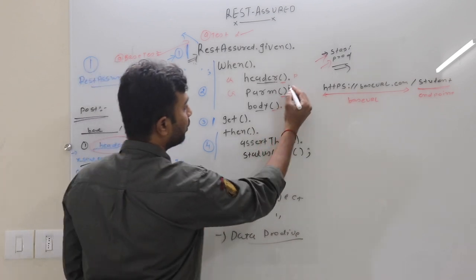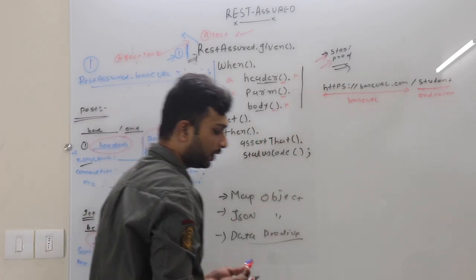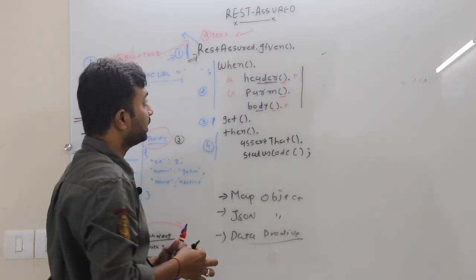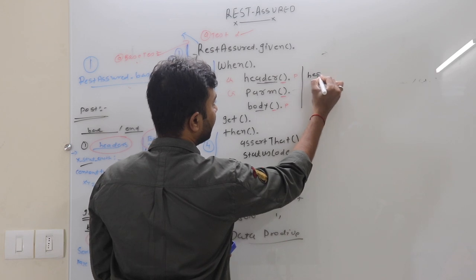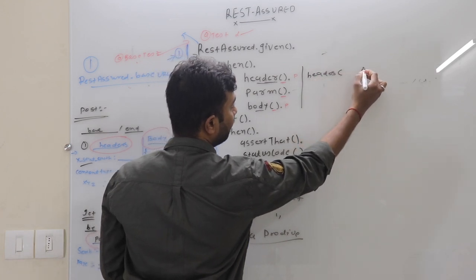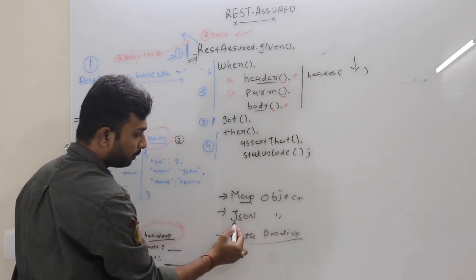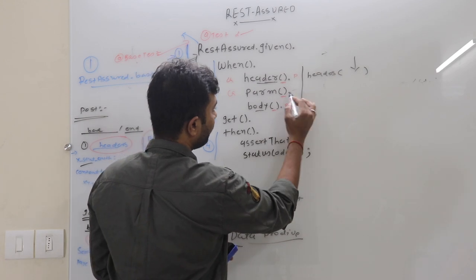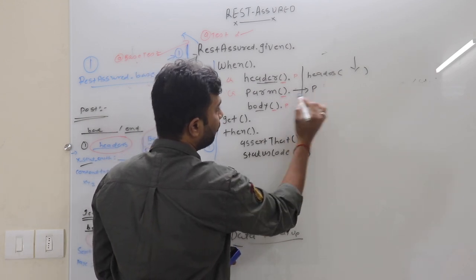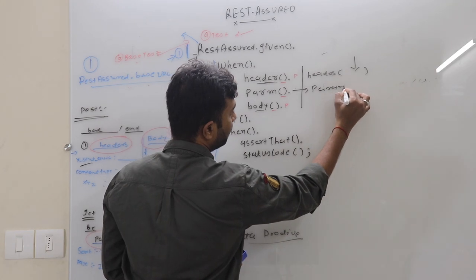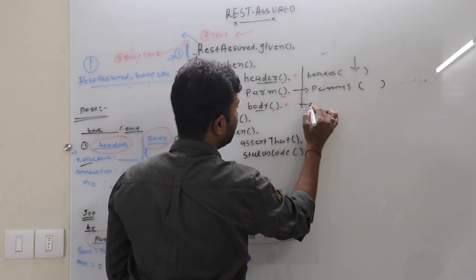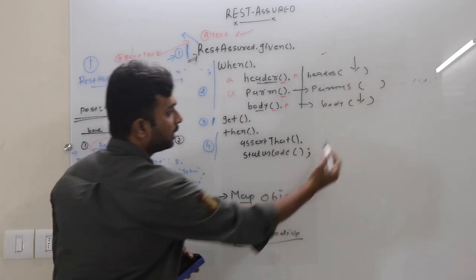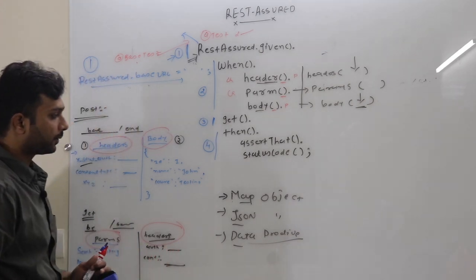What we have to do instead, let's say we are passing multiple values. So we need to write headers instead of header. So what we have to write? Headers, and we need to pass here the entire map object, JSON object or data provider, whatever we are comfortable with. Similarly for params, we have to write params, and we need to pass a JSON object. Similarly for body, here also we can directly pass our JSON object or map object.